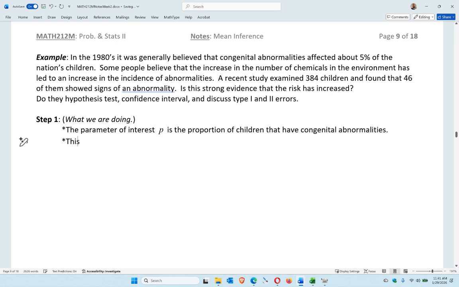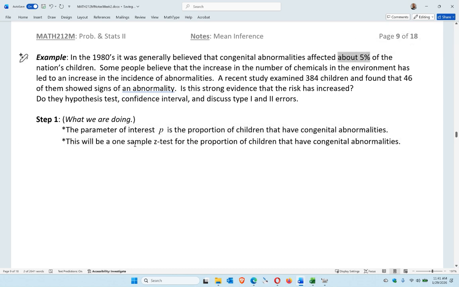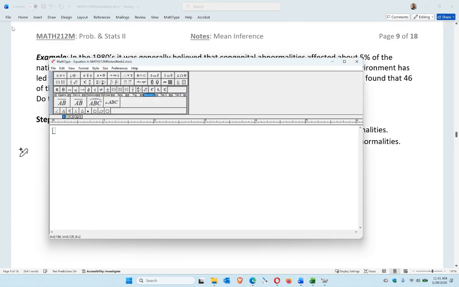This will be a one sample z-test for the proportion of children that have congenital abnormalities. There we go. All right, so we need our hypotheses. So it's a proportion, right? It's a percentage up there. It's a proportion, and we're going to use a z-test for these. I'm going to do t-tests and some others later on in the chapter.